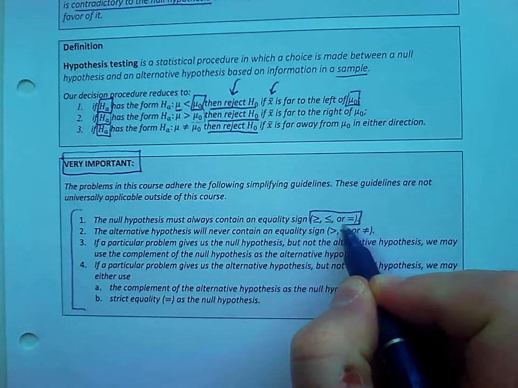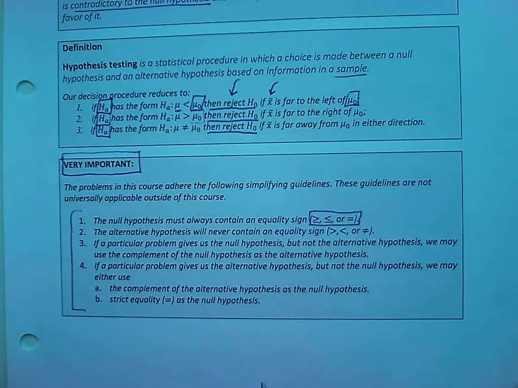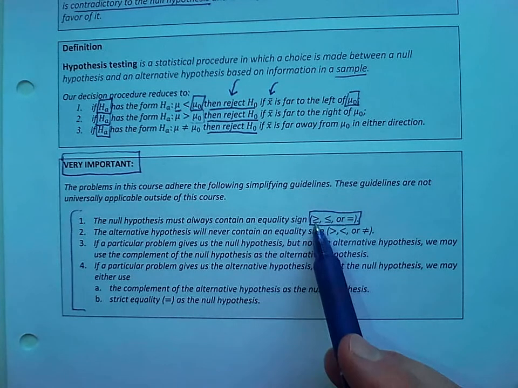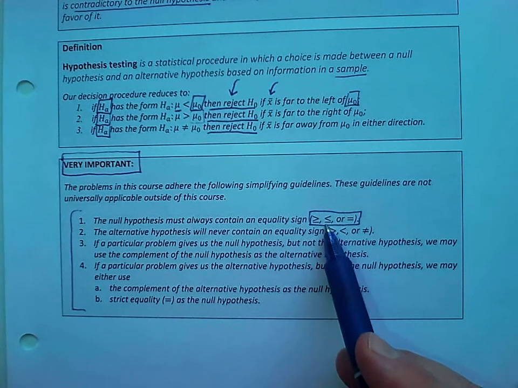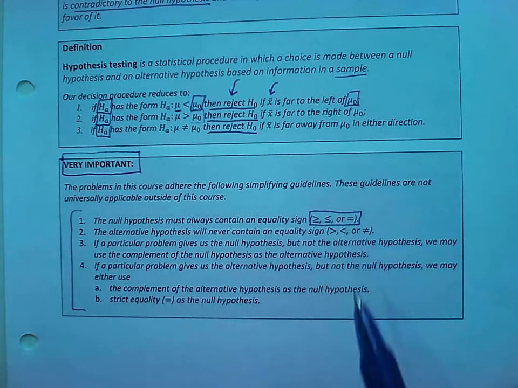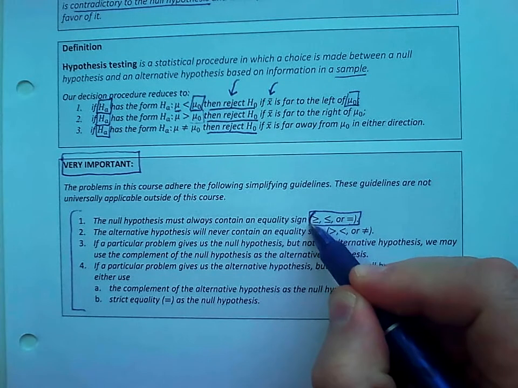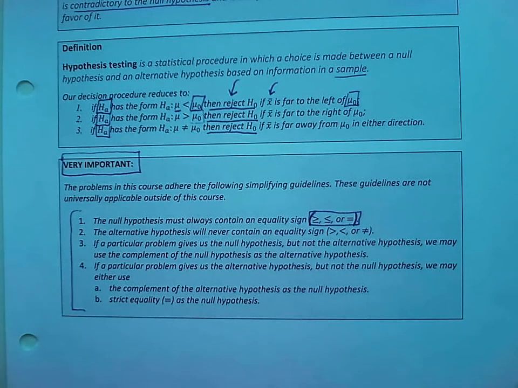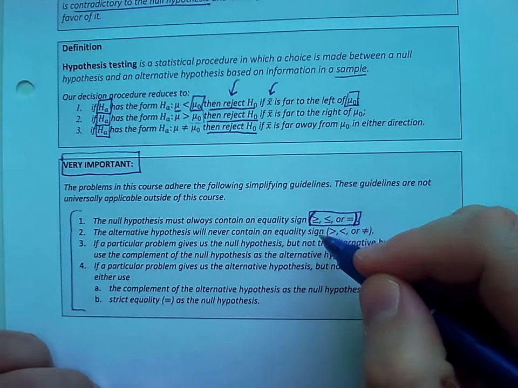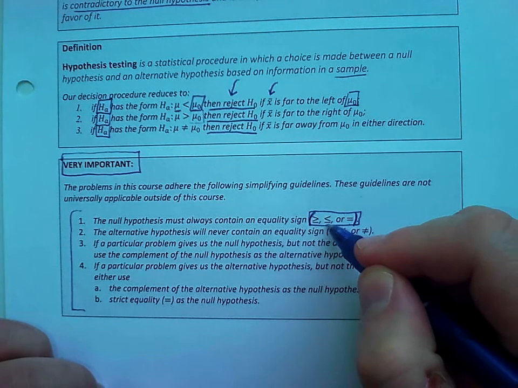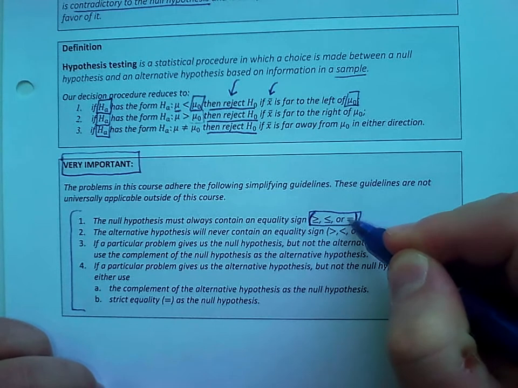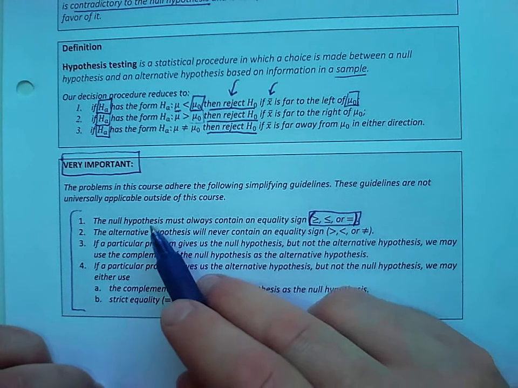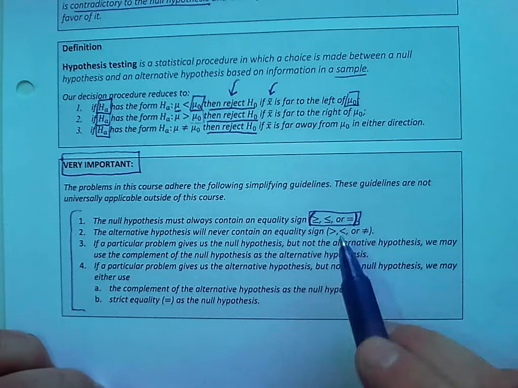So our null hypothesis must contain one of these three symbols: greater than or equal to, less than or equal to, or equal to. That's not a smiley face, right? Here I'm closing this bracket. It'd be pretty sweet if we had a smiley face in our hypothesis. It'd probably be like the best hypothesis ever. But that's not a smiley face, right? It's an equality sign, greater than or equal to, less than or equal to, or exactly equal to. Our null hypothesis must contain one of these.